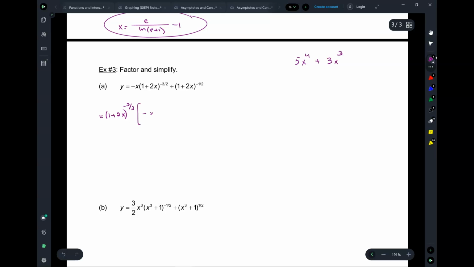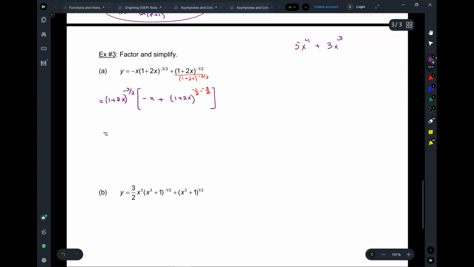Okay, so then I have negative x, because the other stuff goes away, plus (1 plus 2x) to the power of what? We're dividing by this. When you're dividing, what do you do to the exponents? Subtract them. So it's going to be negative 1/2 minus 3 over 2.